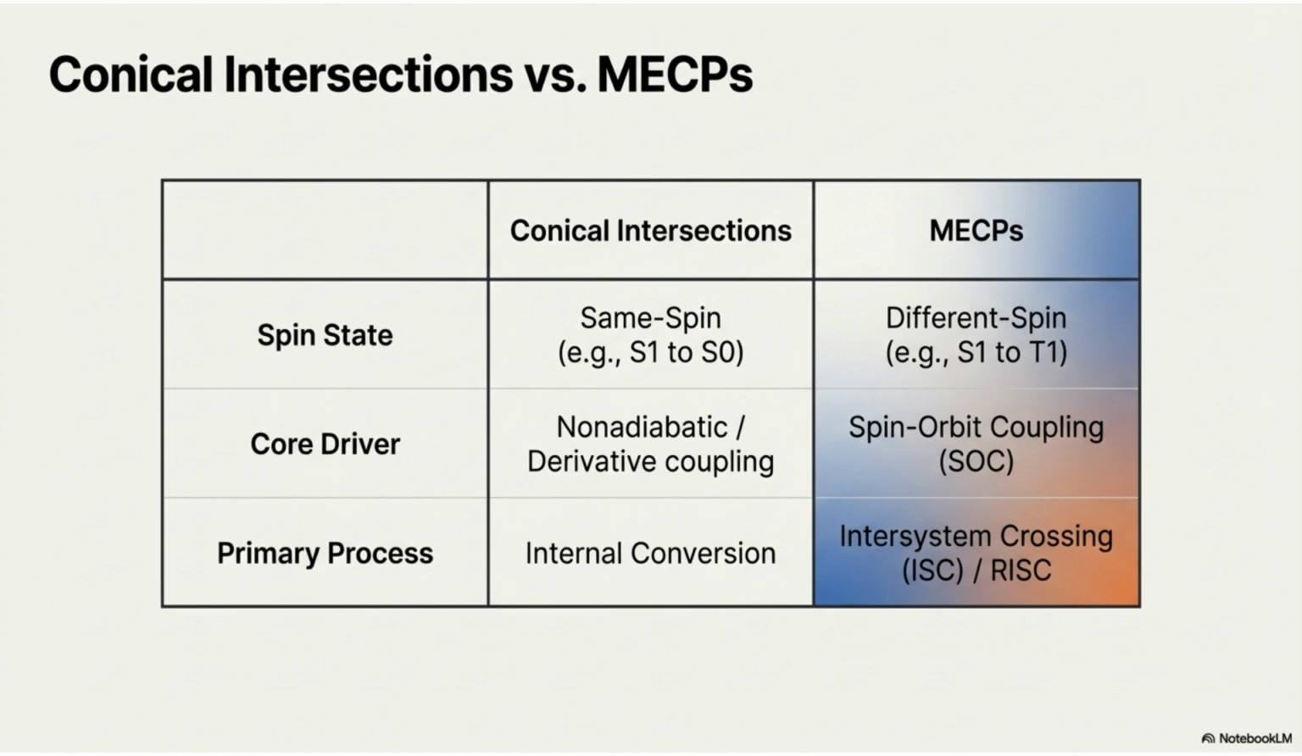Conical intersections and MECPs differ in their spin state and core driver. Conical intersections involve same spin states driven by non-adiabatic coupling, leading to internal conversion. MECPs are different spin states driven by spin-orbit coupling, leading to intersystem crossing.